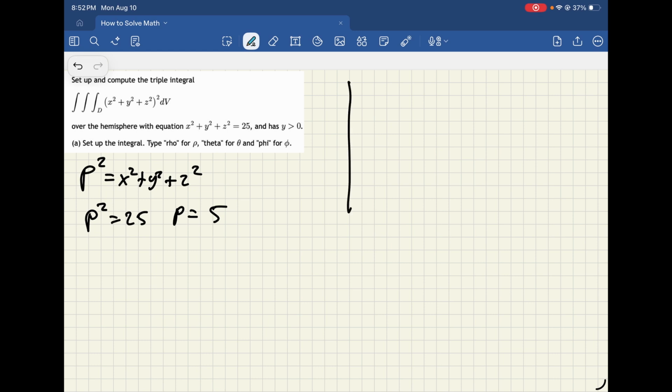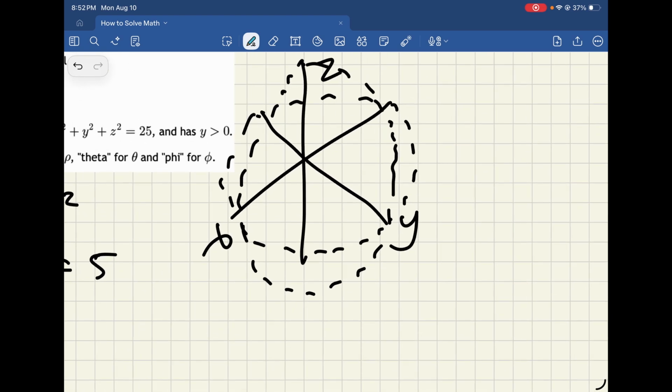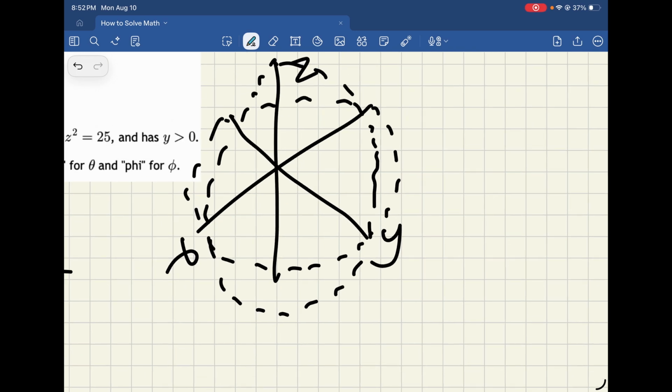Here I'm going to try my best to draw a graph that shows these three variables. Do know that it's really hard for me to draw a 3D object in a 2D space, but I'll try my best to convey this information to you. But here we have z, x, and y. And theta here is going to go from 0 to pi.